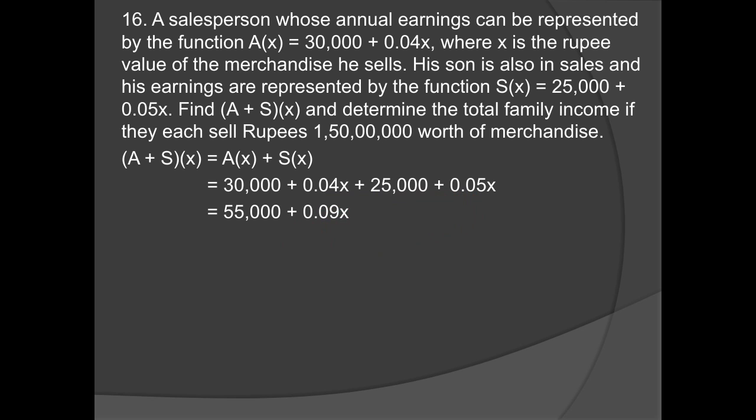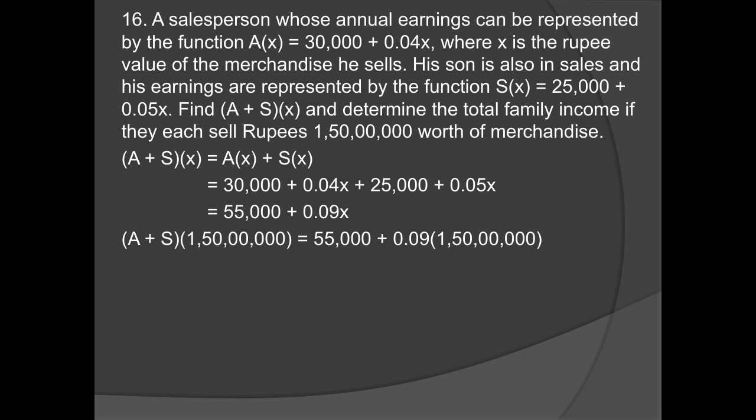Now taking X value as 1 crore and 50 lakhs, we have to find the family income. So in the place of X, can you understand? In the place of X, I have substituted here the value 1 crore 50 lakhs. So here also I have to substitute the same. So multiplying this, I have got 55,000 plus 13 lakhs and 50,000. So adding these two, finally this is the answer, 14 lakhs and 5,000.